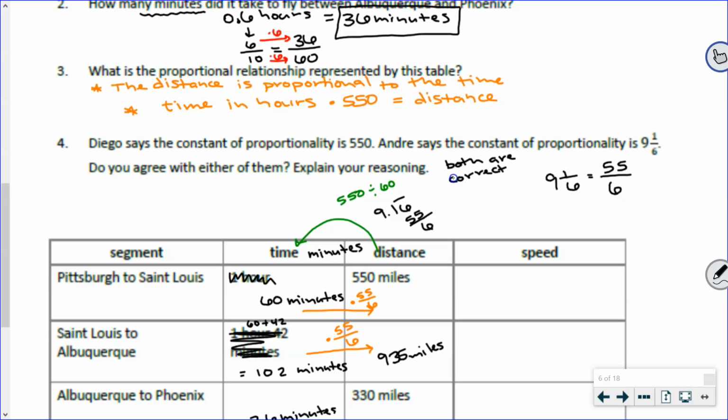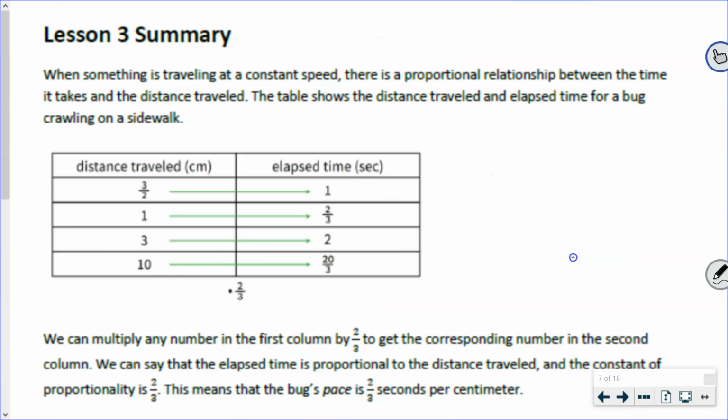And now, ladies and gentlemen, it is time to summarize. Just for the sake of time, I'm not going to go over the speed on these ones. The speed is normally miles per hour, but because we did this time in minutes, this would be miles per minute, which you can do, but for the sake of time, I'm going to skip it. So let's look at our summary. When something is traveling at a constant speed, like that plane in that last problem, there is a proportional relationship between the time it takes and the distance traveled.